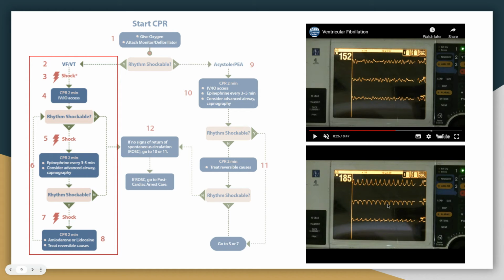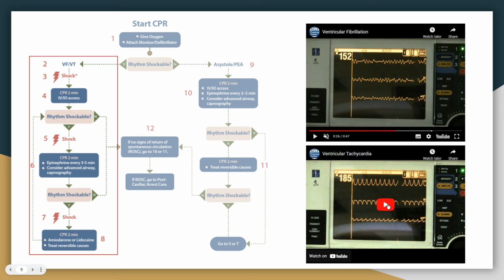Monomorphic, to be exact. As you can see, it's very wide complex, more than 120 milliseconds. It's defined as more than 3 consecutive ventricular beats with rates over 120 with wide QRS complexes. This is VT. Remember these two rhythms, VF and VT, as they are shockable rhythms.